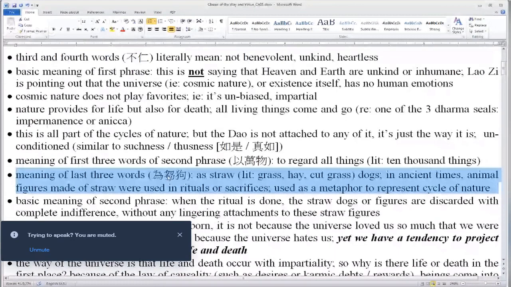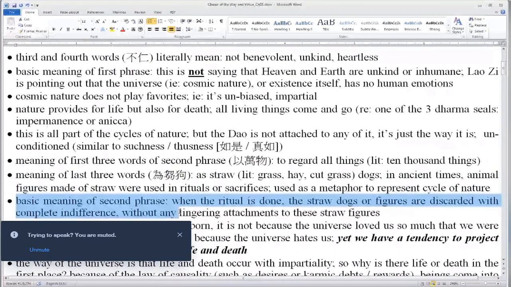So the basic meaning is that when the ritual, ceremony, or sacrifice is done, the straw dogs or figures are discarded with complete indifference. We're not attached to them. You don't save them. During the ceremony they perform their function, and after the ceremony is over, they're let go, thrown away, without any lingering attachment. That's what it means.